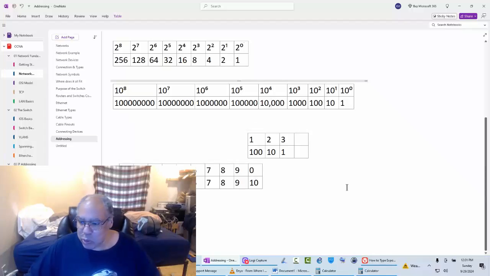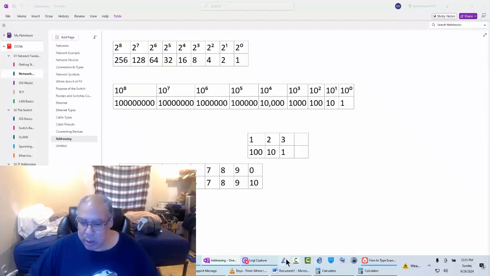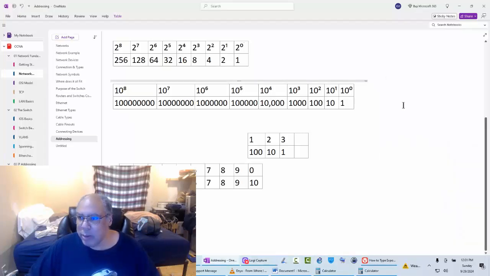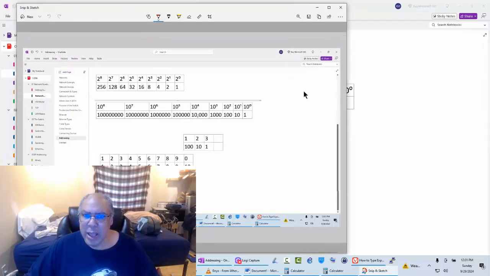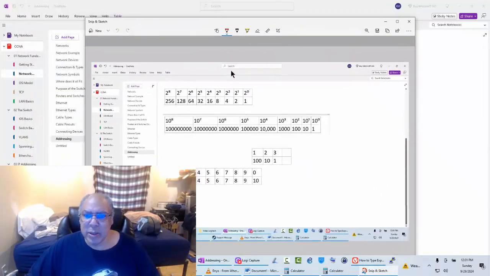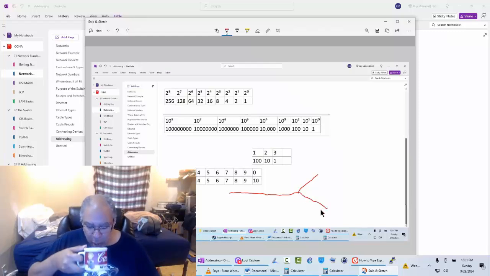Now, let's look at this. This is where my horrible drawing goes into play. Here we go. I kind of like this tool. It's pretty nice. So now you're driving along, and now you have a choice to go this way or this way.